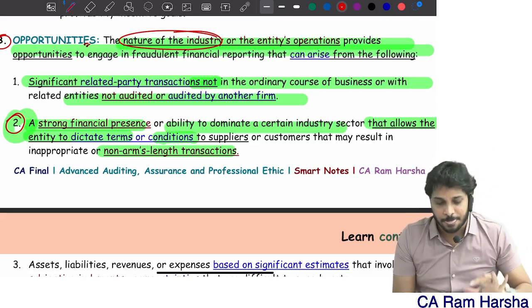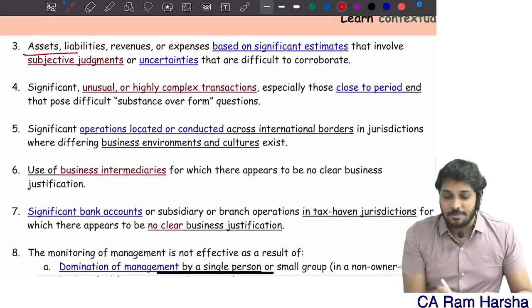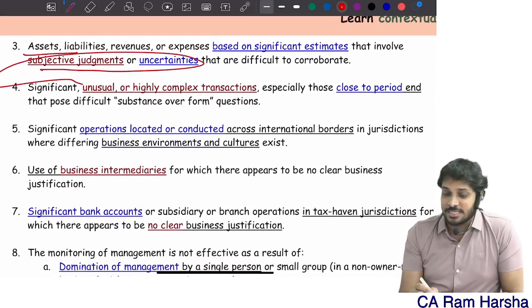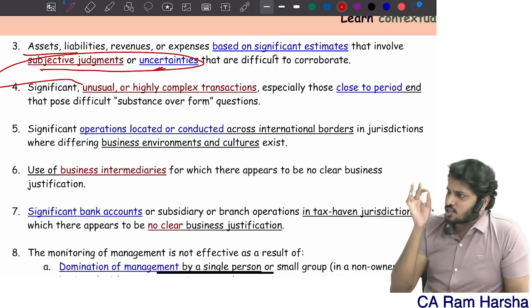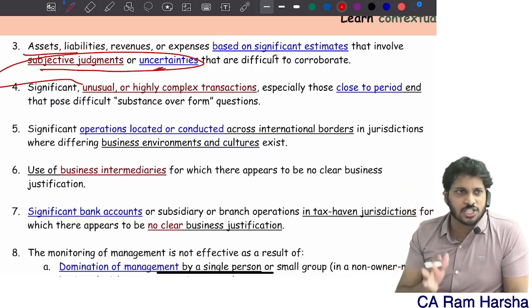lesser taxes. Next, assets and liabilities subject to high judgments and high uncertainties. There are so many significant estimates and judgments.